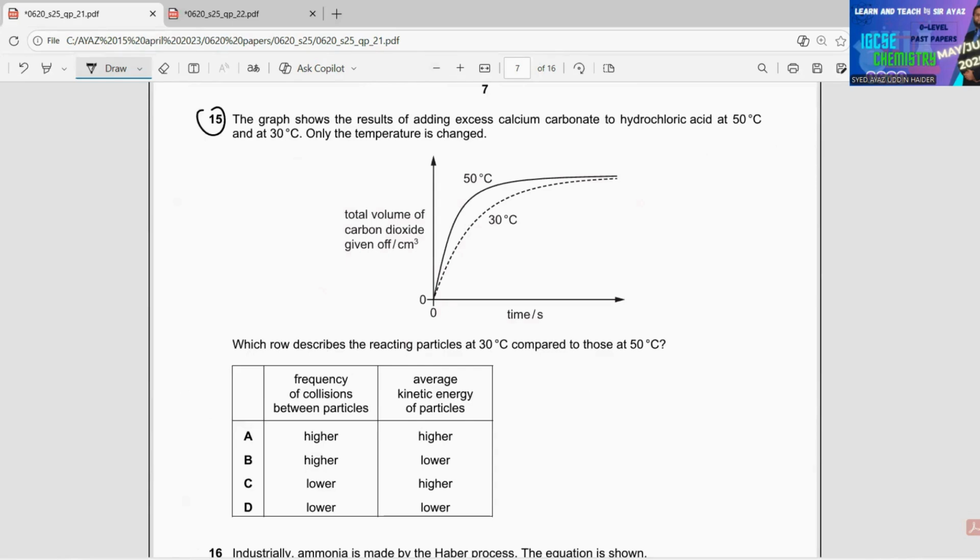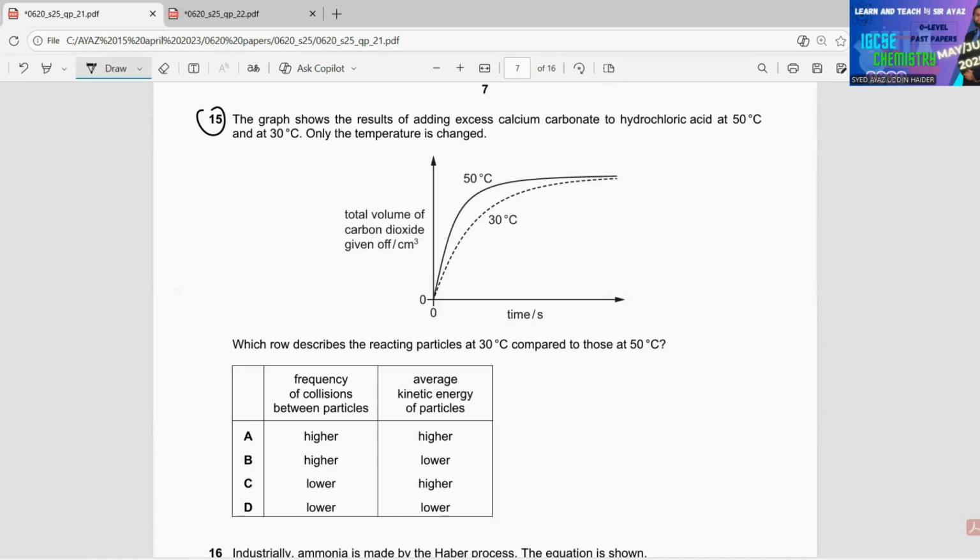The graph shows the results of adding excess calcium carbonate to hydrochloric acid at 50 degrees centigrade and at 30 degrees centigrade. Only the temperature is changed. So we have time on the x-axis, and on the y-axis we have the total volume of carbon dioxide given off in cm³. Which row describes the reacting particles at 30 degrees centigrade compared to those at 50 degrees centigrade? So we are comparing the particles at 30 degrees centigrade to those at 50 degrees centigrade.